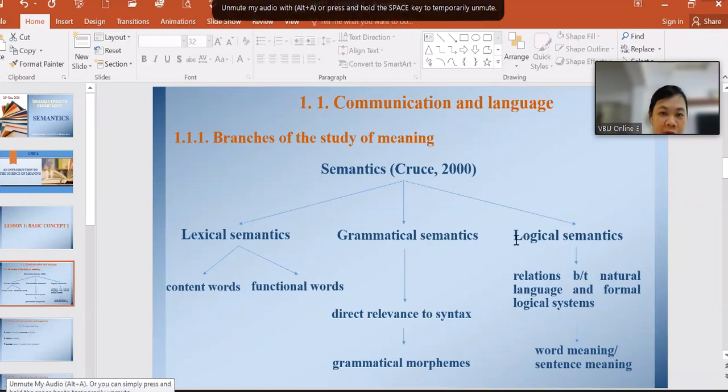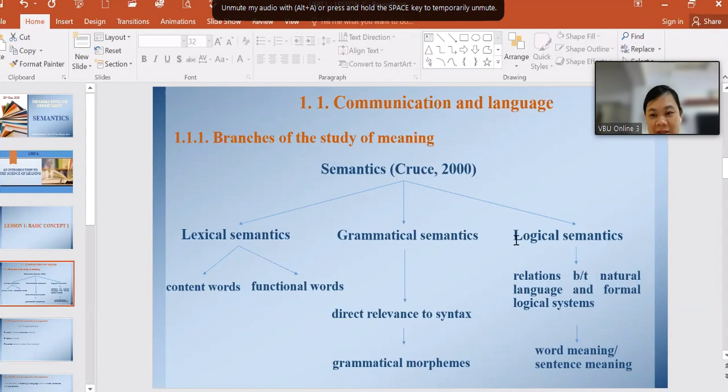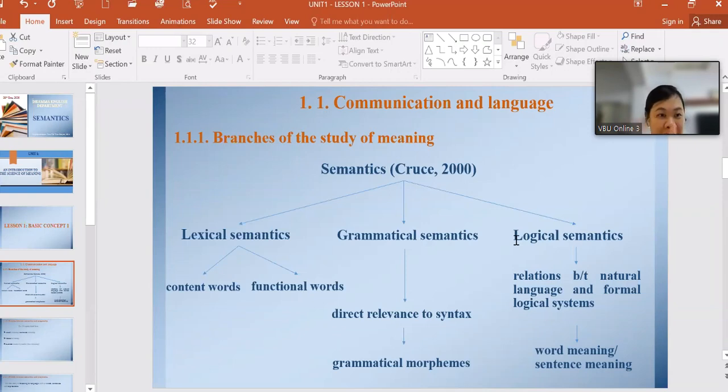So what is the earth? The earth is a noun phrase. How can we combine a noun phrase? A noun phrase has a determiner. So what is the determiner? Determiner is an article, the. How about the sun? What is the sun? The sun is a noun phrase.